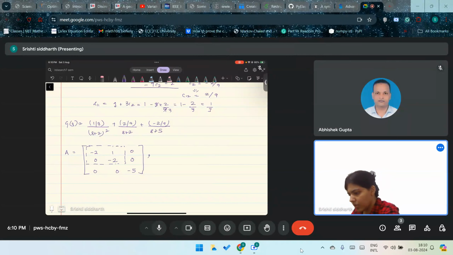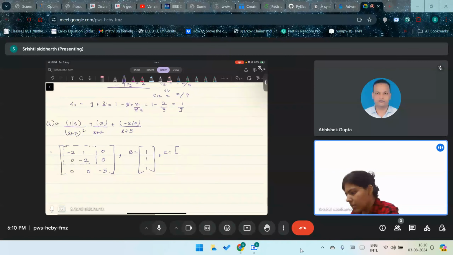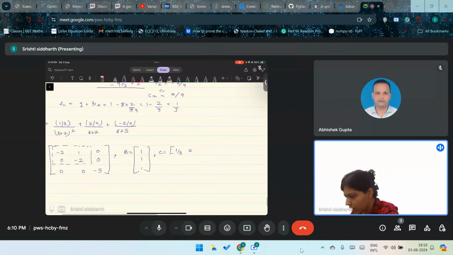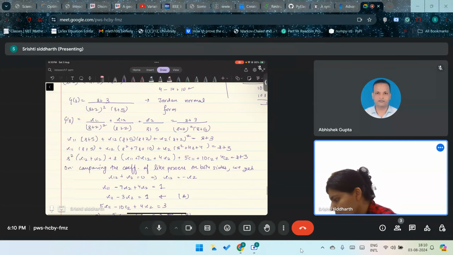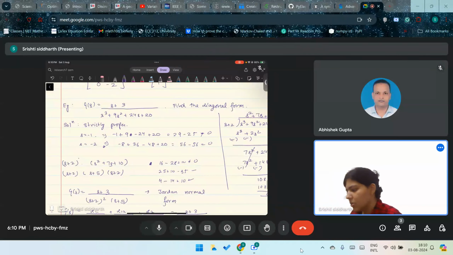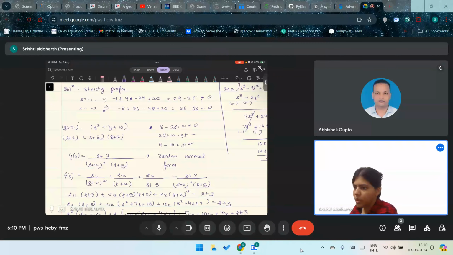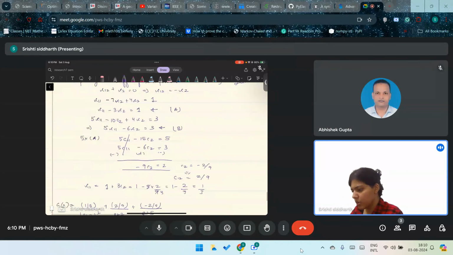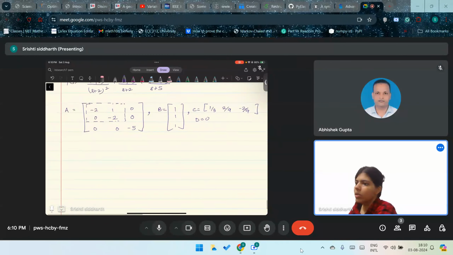Then we'll have again the B vector 1, 1, 1. And C is going to be 1 by 3, 2 by 9, minus 2 by 9. And D is 0, because we just saw, I think in the introduction, it's strictly proper. Okay. So I hope this question was clear to you. Now let's move on.